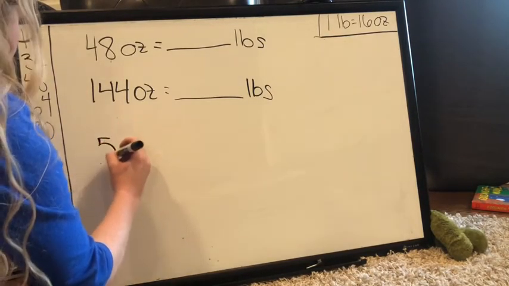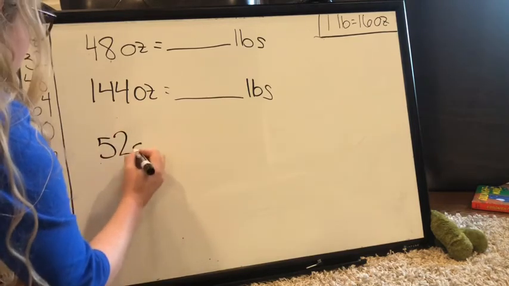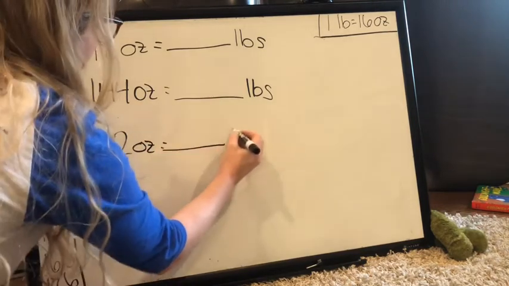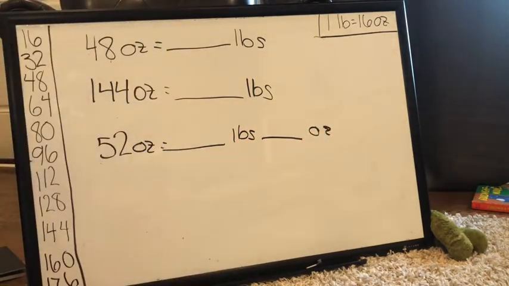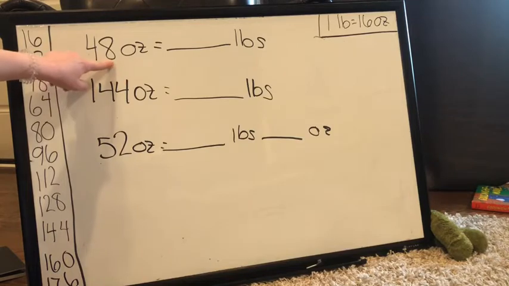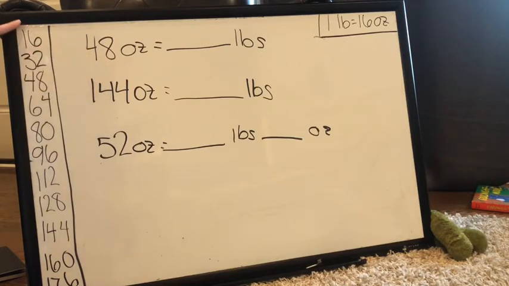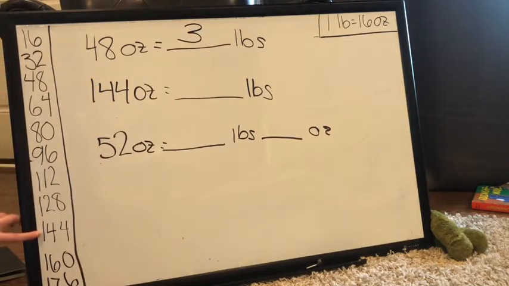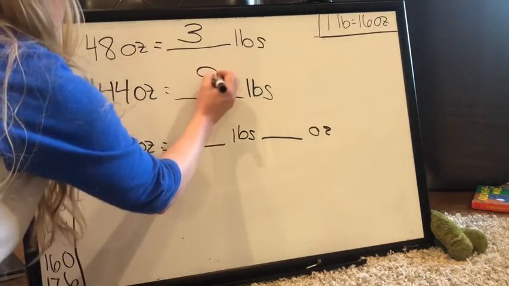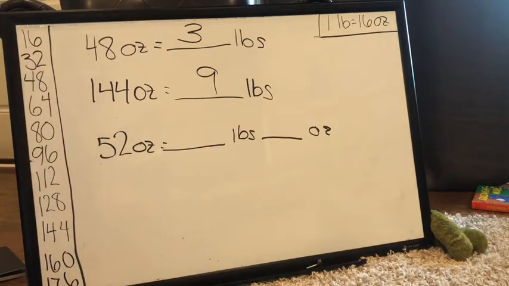Now here's where we get tricky and into compound units. 52 ounces is how many pounds, how many ounces? Let's start with those 3 problems first. Okay, if you're looking at your cheat sheet, which you should be, you can see that simply that 48 ounces is 3 pounds. You can see that 144 ounces is 1, 2, 3, 4, 5, 6, 7, 8, 9 pounds. Okay, now this is where we get tricky.